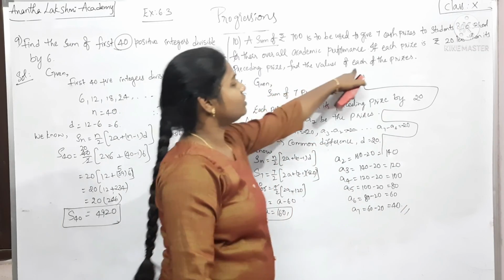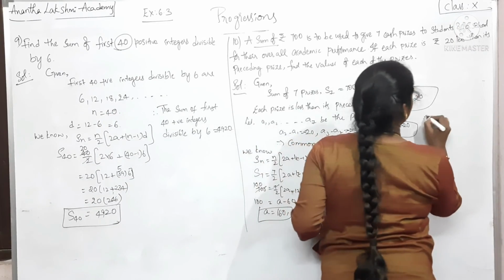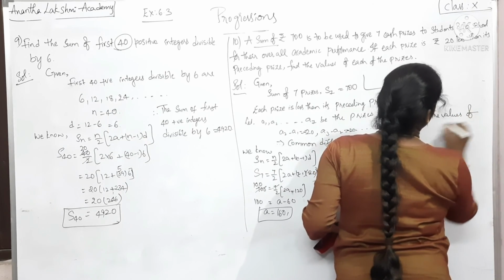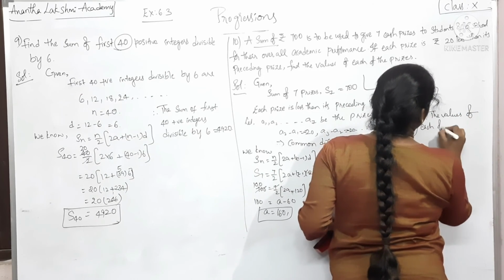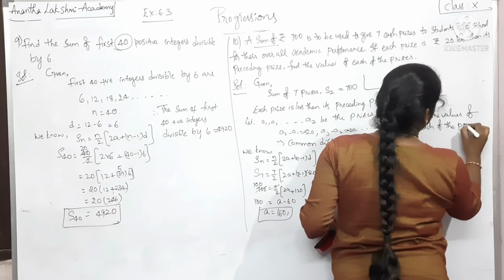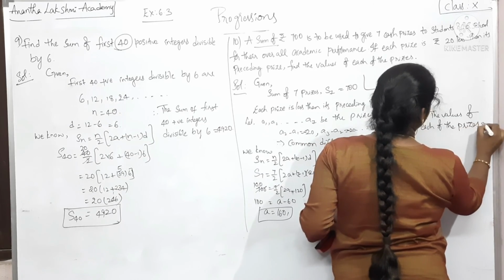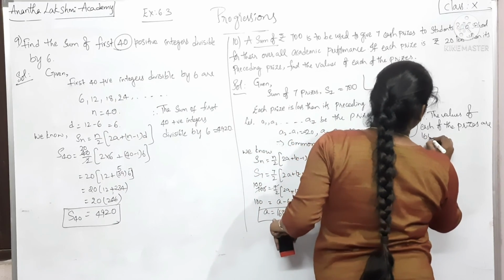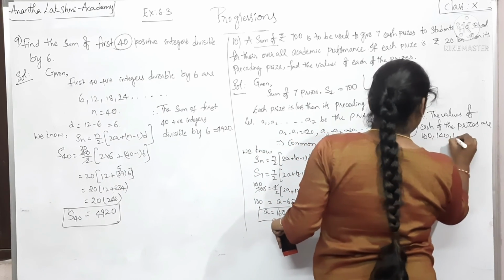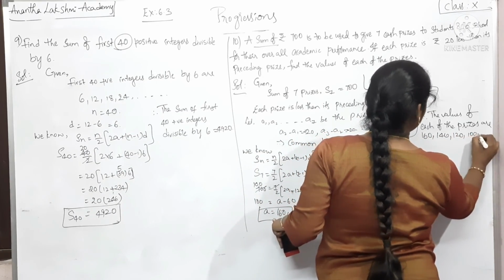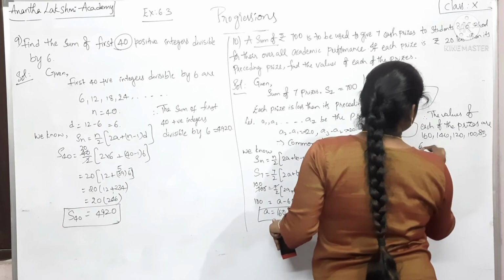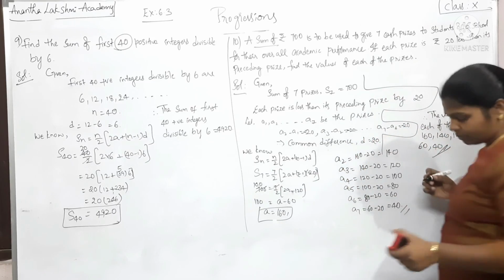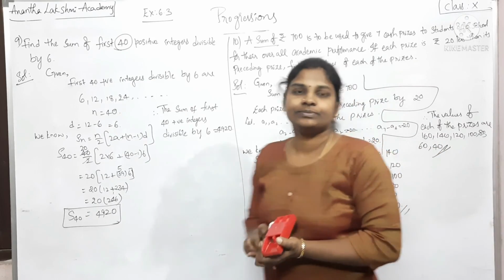We were asked to find the values of each of the prizes. Therefore, the values of each of the prizes are: for the first prize 160, for the second prize 140, 120, 100, 80, 60 and 40. Alright, that is about problem number 10.